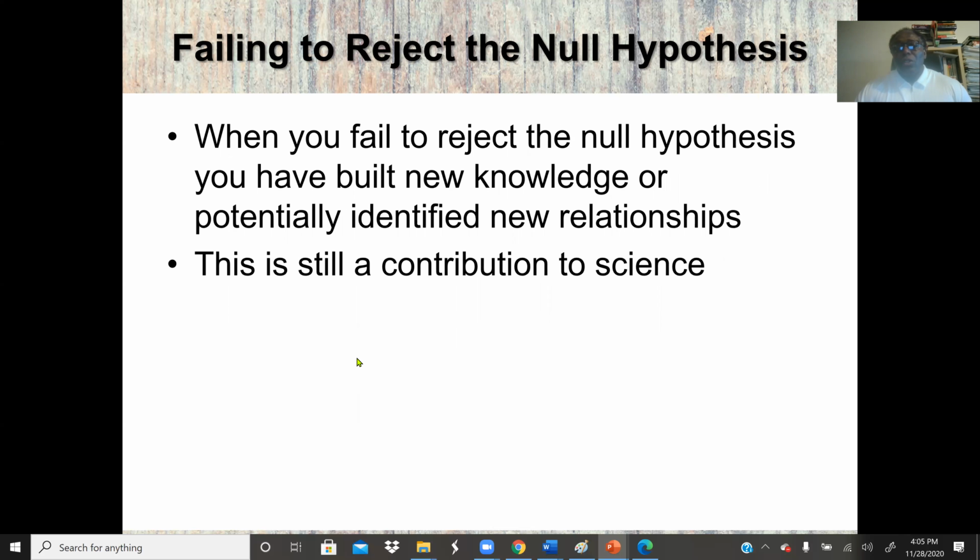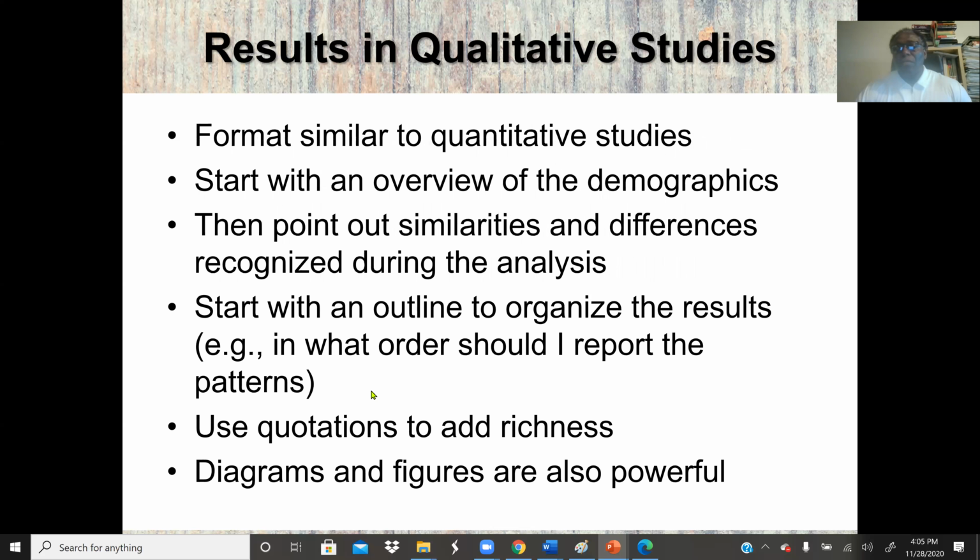Now, when you fail to reject the null hypothesis, then you have built new knowledge or potentially identified a new relationship. This is still a contribution to science. Now, the results in qualitative studies we can format similar to quantitative studies. As we said earlier, the results will be in the same form. It can be in a tabular form, graph, etc.